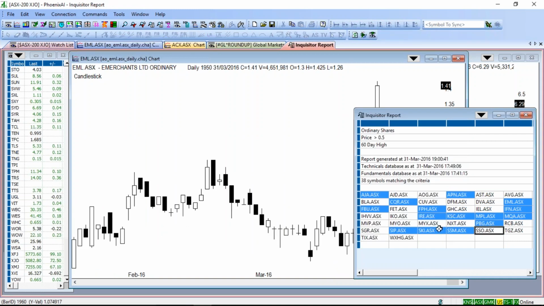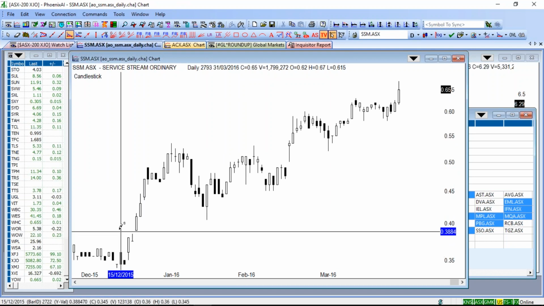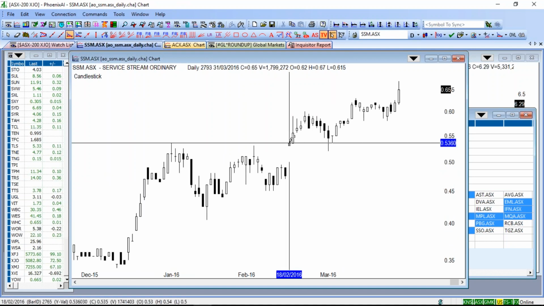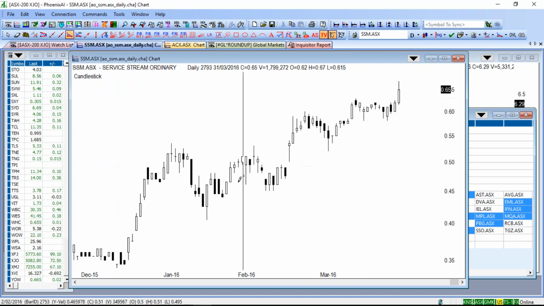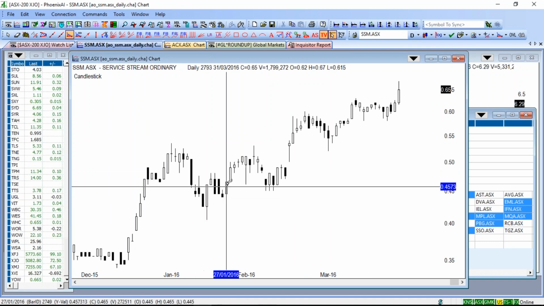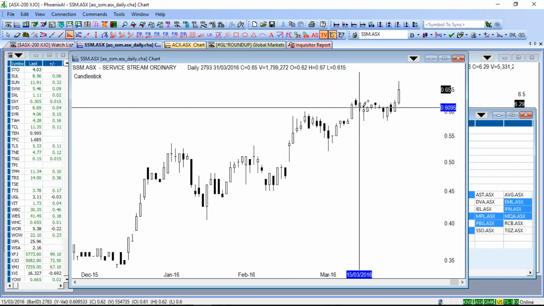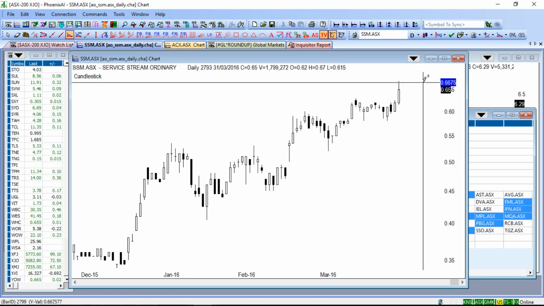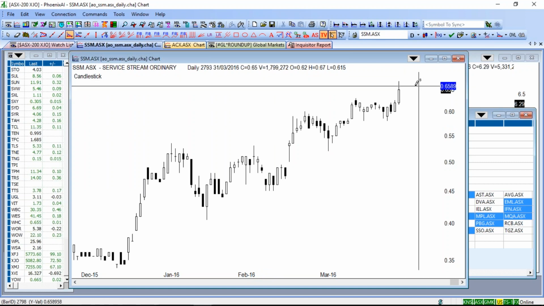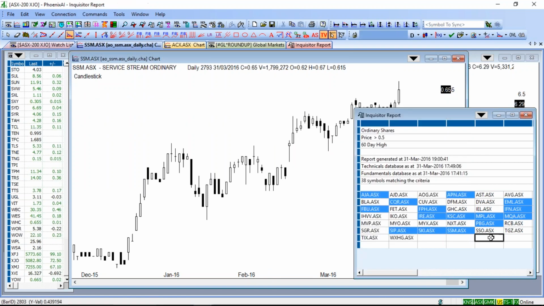The other one that was a little interesting was this SSM, Service Stream. Trend is in place. There's been a breakout every now and again. Breakout, consolidation, breakout, consolidation, breakdown, break up, consolidation, break up, consolidation, a little bit of down movement, strong move up again, consolidation, breakout, consolidation, now a breakout. So at best we would expect some consolidation here as part of the price action. But this would look interesting to me. It's over 50 cents and it's basically a breakout. The other one is Pacific Brands.